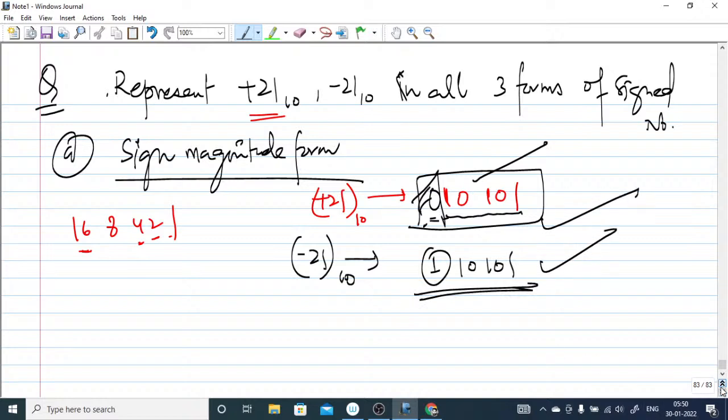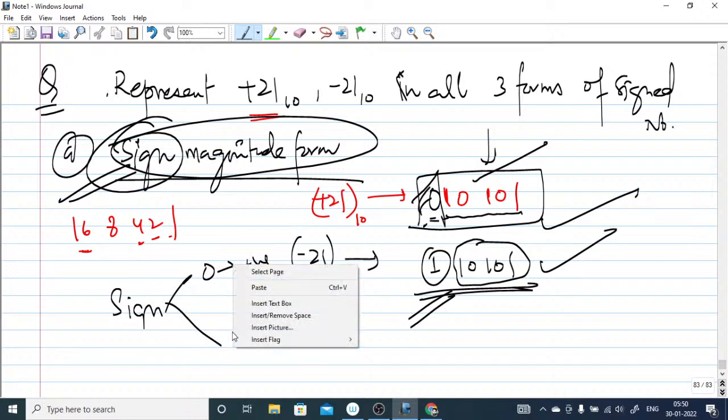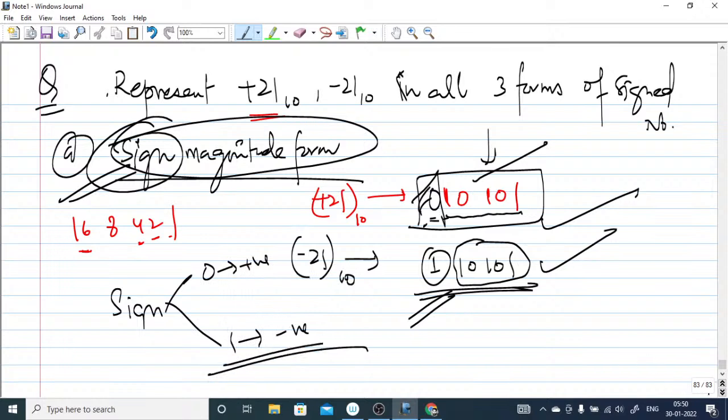For the sign magnitude, only the sign changes and the magnitude will be the same. The binary digits will be the same, only the sign will vary, because sign means two signs. 0 means the number is positive, and 1 means the number is negative.